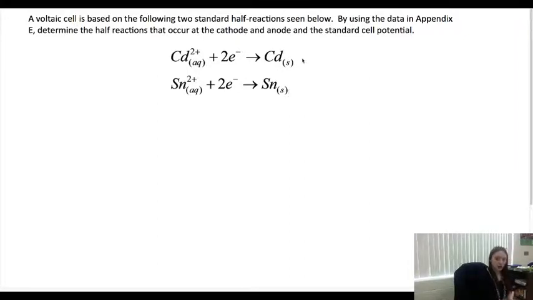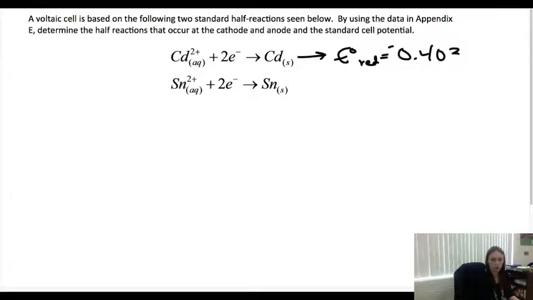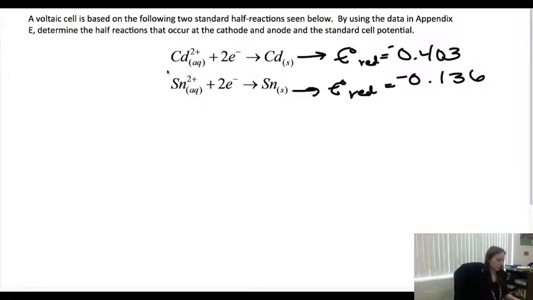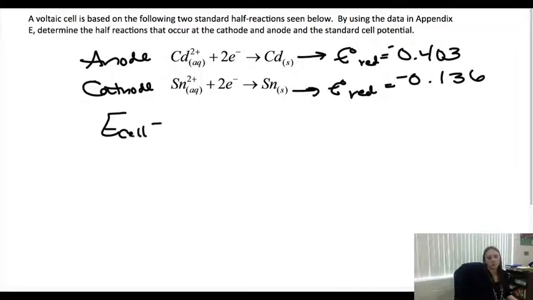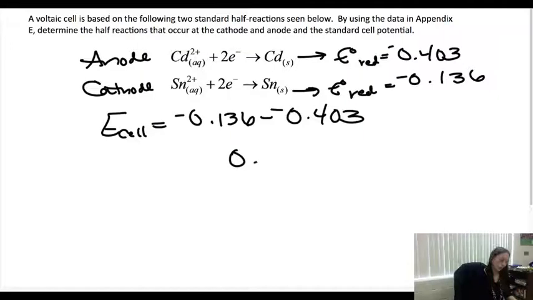Okay, if I look on my chart, it'll tell me that my E naught for the reduction of cadmium is negative 0.403. The E naught for the reduction of tin is negative 0.136. So that means the more positive one, which is this tin one right here, is my cathode. The more negative one is the cadmium, that is my anode. So the cell is cathode minus anode. So negative 0.136 minus a negative 0.403, and I'm going to get 0.267 volts.